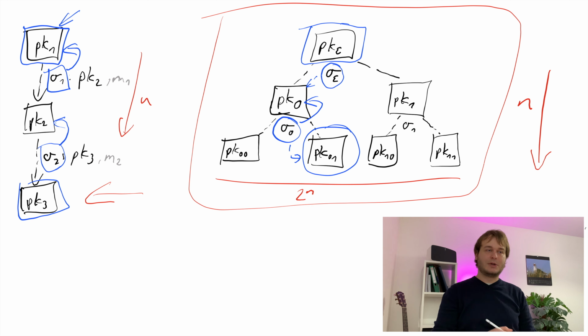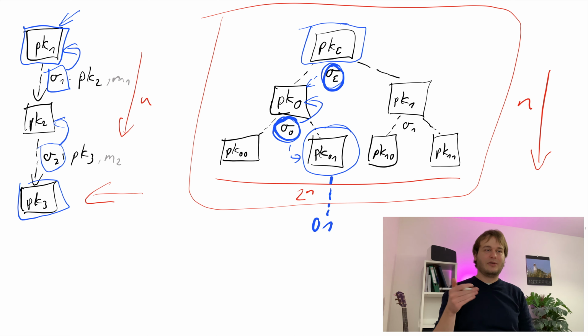So what we do instead is say we wanted to sign the message 01. Then what we do is we generate this public key, and then we generate all of the keys on the way to the root, and also the signatures on the way to the root that we need in order to authenticate this public key PK01.